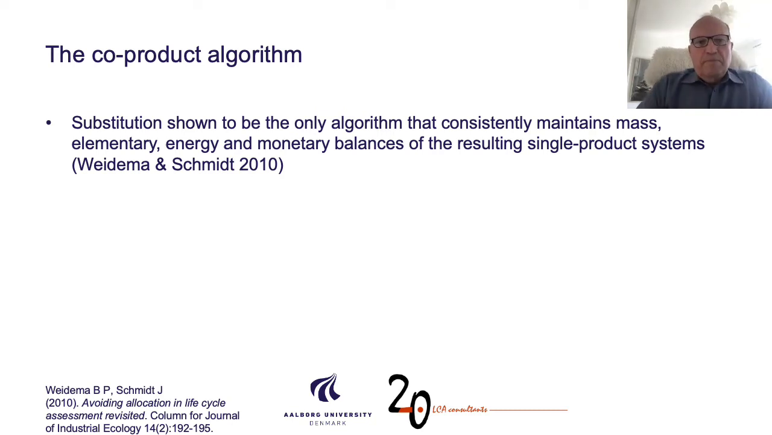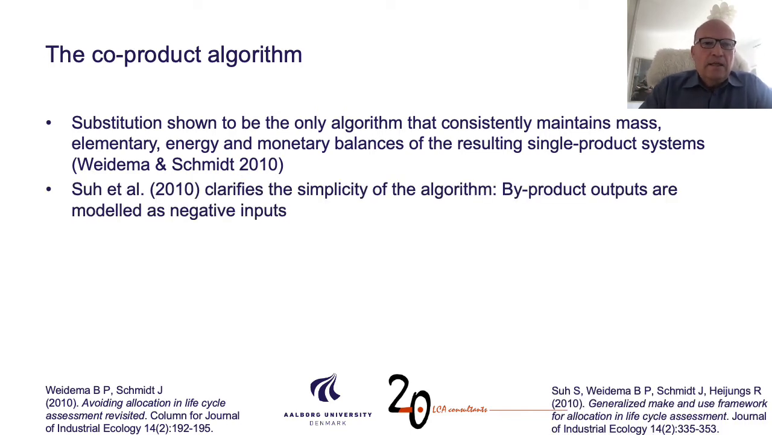So this fairly simple coproduct algorithm has been shown to be the only algorithm that consistently maintains mass, elementary, energy, and monetary balances of the resulting single product systems. This is mainly because there is no partitioning involved in any of the activities. In Su et al. from 2010, the simplicity of the algorithm is clarified. Byproduct outputs are simply modeled as negative inputs. It's a simple mathematical operation.